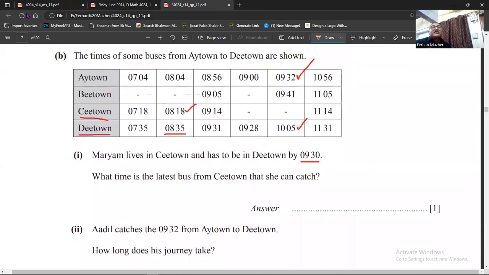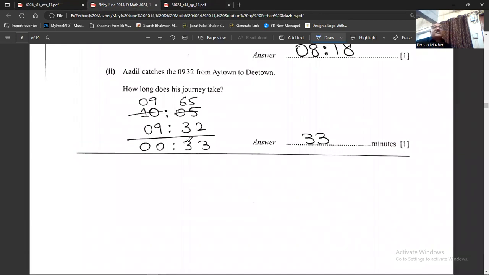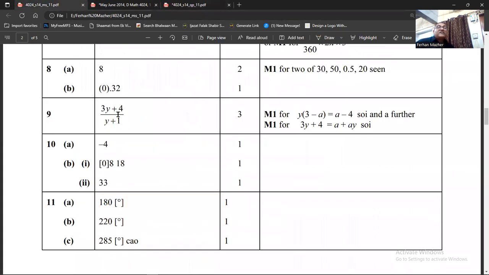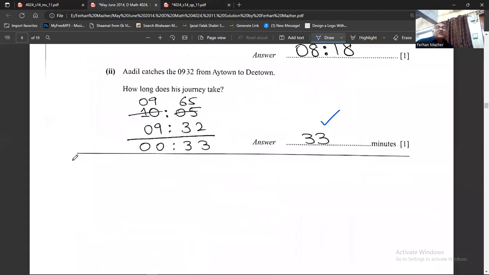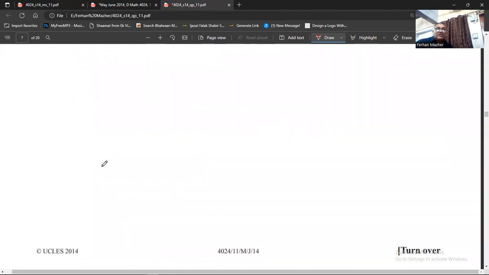So simply subtract these two times from each other. From 10:05, I will subtract 9:32. From here, I borrow 1 hour, so 60 minutes will be added here, so it will become 65. From 65, subtract 32, you get 33 minutes. From 9, subtract 9, you get 0. So 33 minutes. This is the answer. Hopefully you understand.